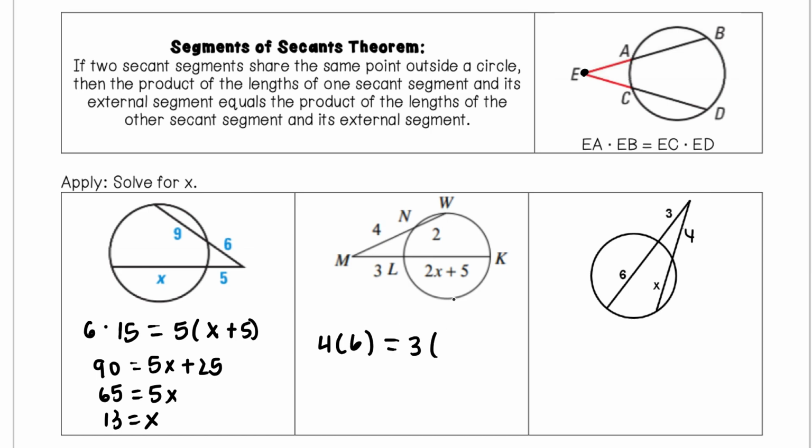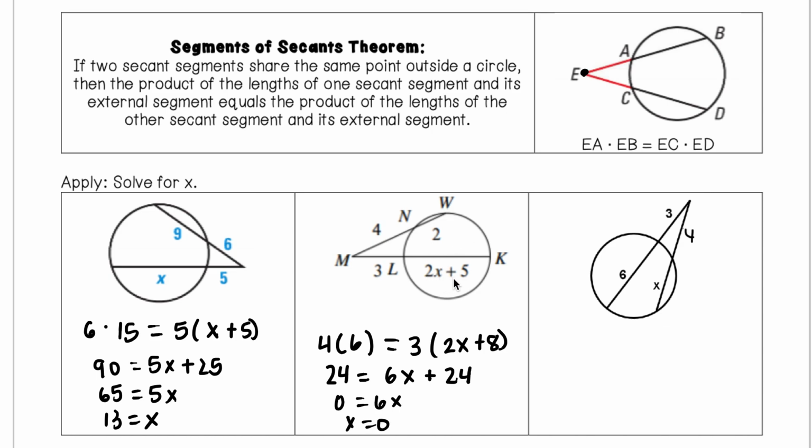Next up, we have 4 times the entire segment, 6, so 4 plus 2, and then 3 times the entire segment, which is 3 plus 2x plus 5, which I'm just going to simplify to 2x plus 8. I got the 8 from adding 3 and 5, combining my like terms. So 4 times 6 is 24. 3 distributed to 2x plus 8 gets us 6x plus 24. I'm going to subtract 24, leaving me with 0 equals 6x, and therefore x equals 0.